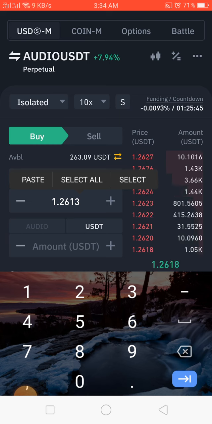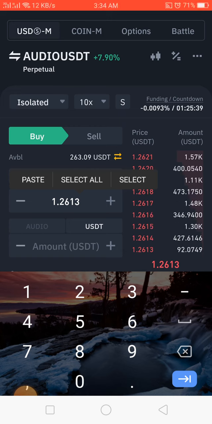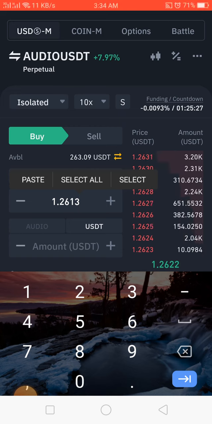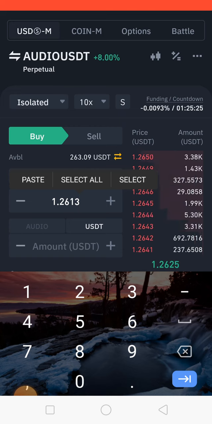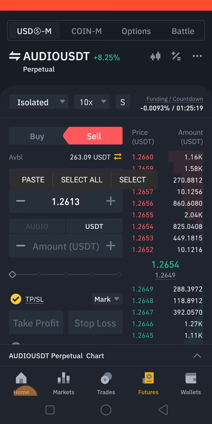Here in spot we can only trade by buying low and then selling on the higher side. But in futures we can buy and sell at the same time. If we think the market will go up, then we will buy the coin, and if we think the market will come down, then we will sell that coin.